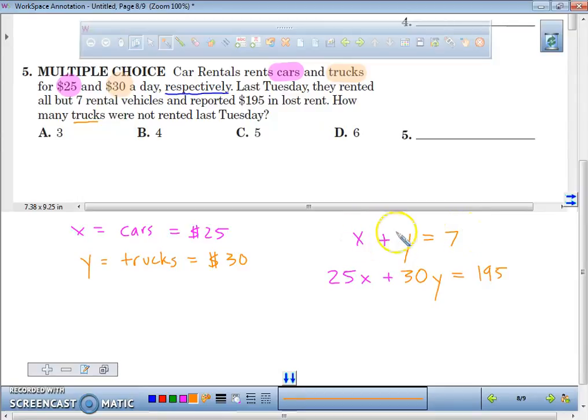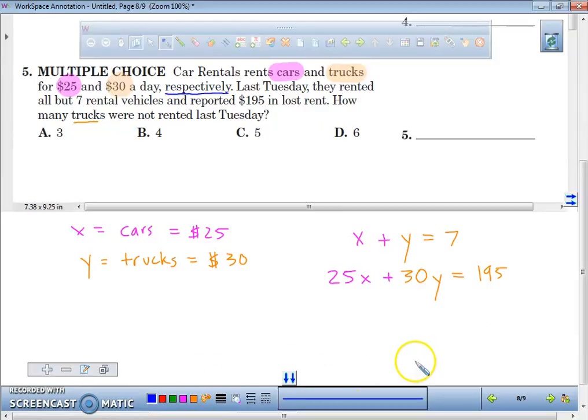You can have what? A 1 and a 6. A 6 and a 1. 3 and a 4. 4 and a 3. 2 and a 5. 5 and a 2, right? So there's a bunch of ways to get it to 7, but there's only one way to get it to 195.